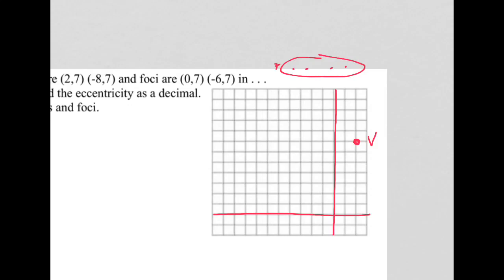So let's go 8 to the left of the origin: 1, 2, 3, 4, 5, 6, 7, 8, and up to that same y value of 7 to plot that point right there. And again, that is also a vertex. I'm going to label it as such just to help me.